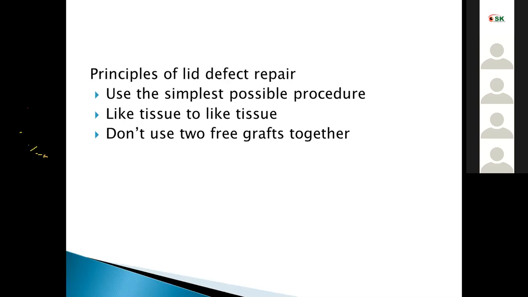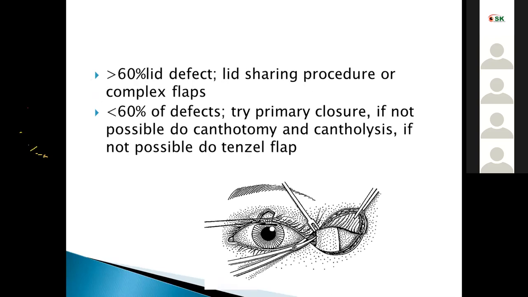Of course, the most important, and it's an obvious thing, don't use two free grafts together. Of course, if you are to use a free graft, you need vascularization. So you have to bring a vascular flap and put a free graft if you must do that. You never use two free grafts together. How do you repair the defects?